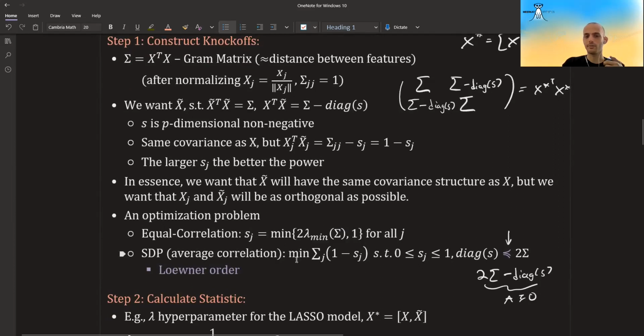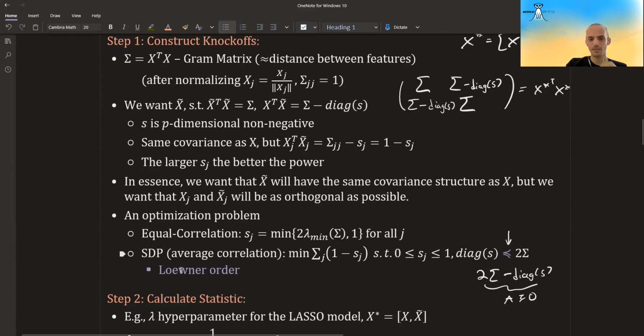And another thing we can do is we say, okay, we want to minimize the sum of the diagonal of this matrix over here. And of course, it's subject to this thing over here and also this property over here. What this means is the Loewner order. It means that 2 sigma minus diagonal s, if we denote this by A, then this matrix A is positive semi-definite.